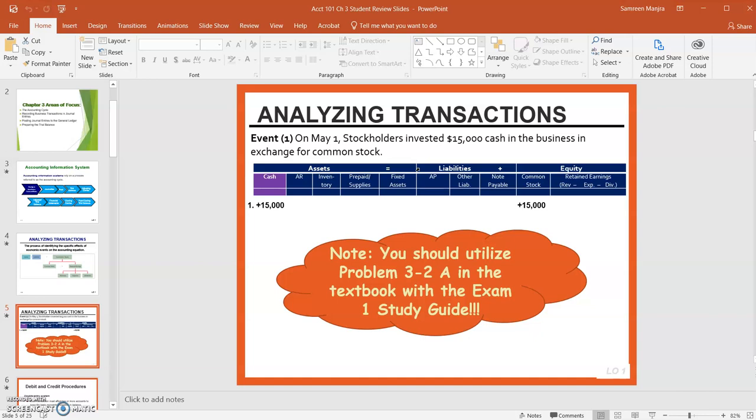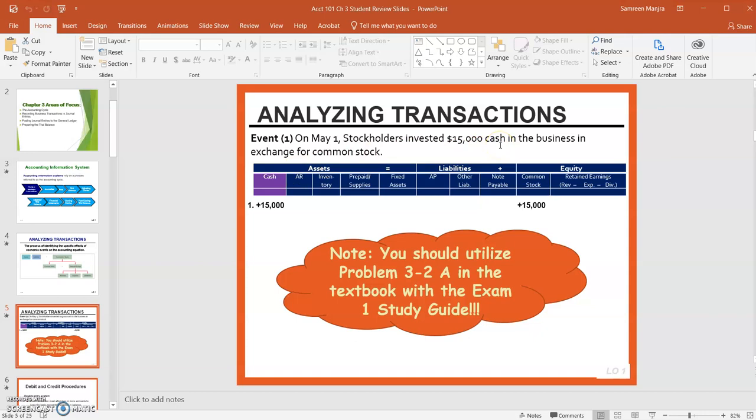So when you read a transaction, you want to note the date of the transaction, but also identify what accounts are being impacted. And in this example, stockholders invested $15,000 cash, so that means we received cash. We have an increase in our cash balance because we received money from our investors. When it comes to your tabular analysis, you're going to include plus $15,000 under the cash account, which is going to lead to an increase in your assets.